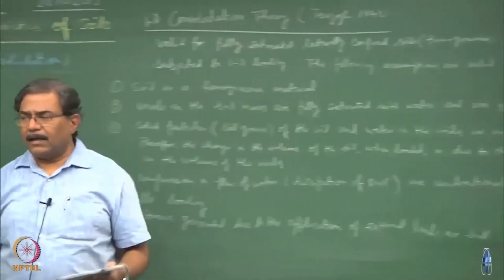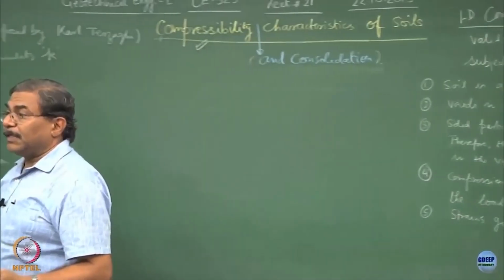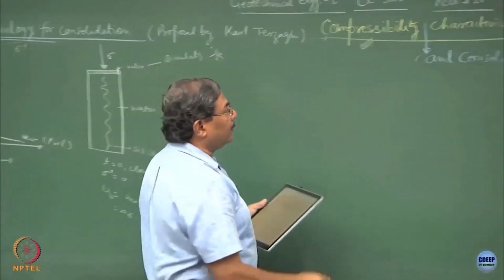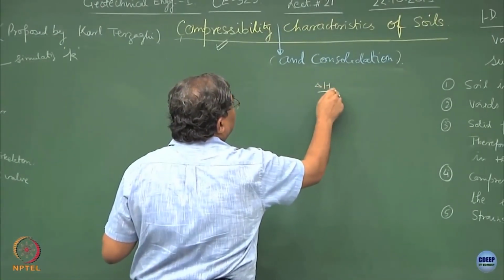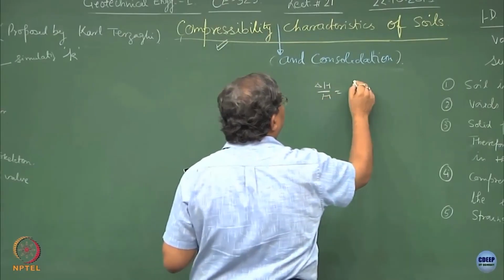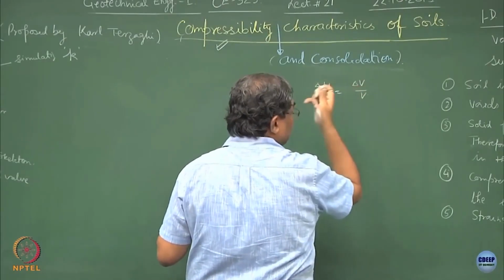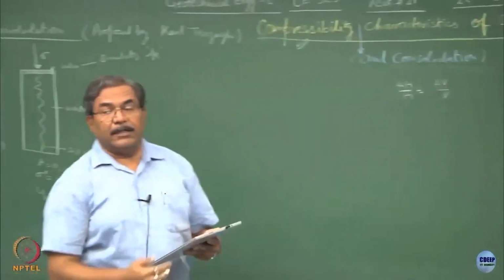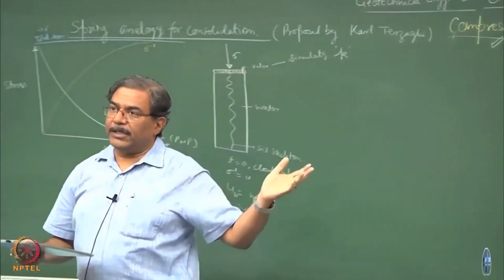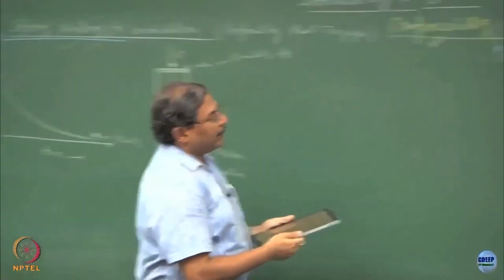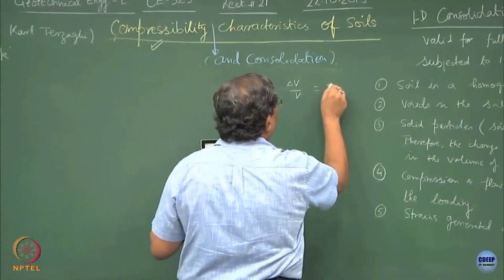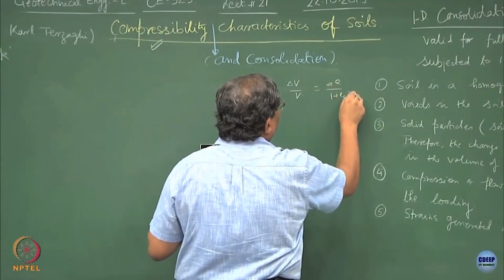Why? Because we are still assuming that delta H upon H is the strain. This is the assumption which we have made. This is equal to delta V upon V. So, this relationship is valid when the deformations are small. This is a strain term, and this we have related as delta e over 1 plus e naught, clear.